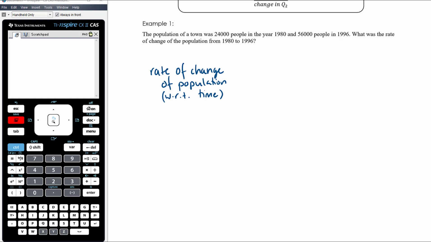Okay, if it's a rate of change of area with respect to radius, we would have to say that it's the rate of change of area with respect to radius. But if we just said rate of change of area, the implication would be, how is the area changing compared to time? Okay, so when we omit the with respect to section, generally we're referring to time. So the rate of change of the population, in brackets with respect to time, is going to be, what is the change in the population divided by the change in the time.